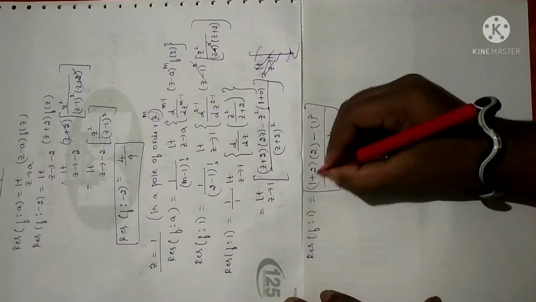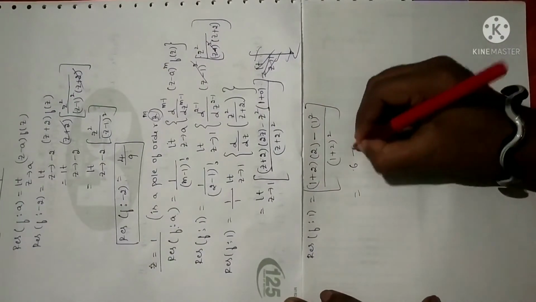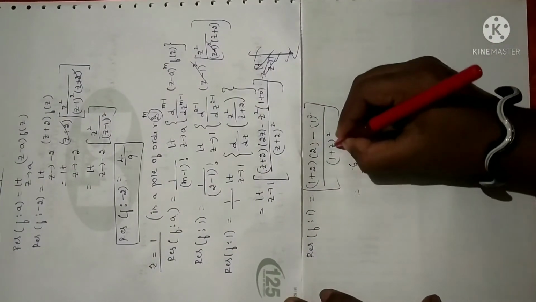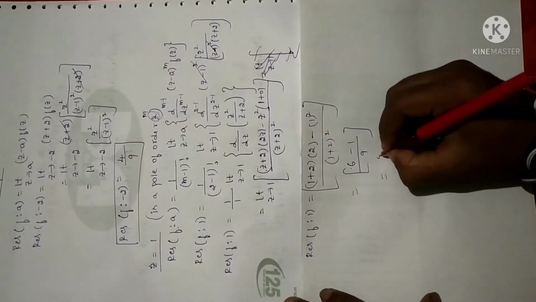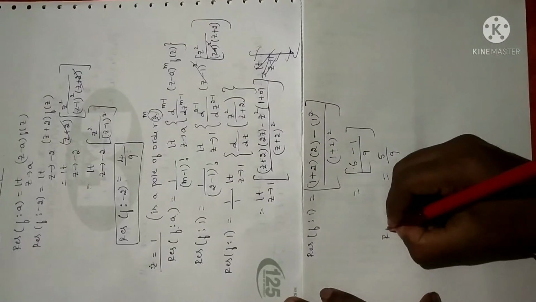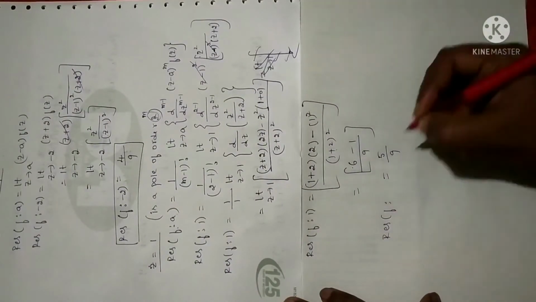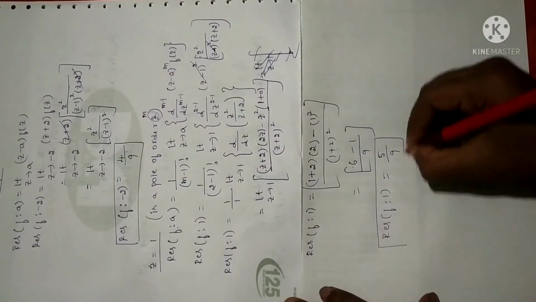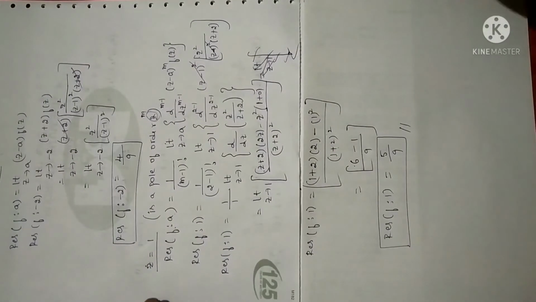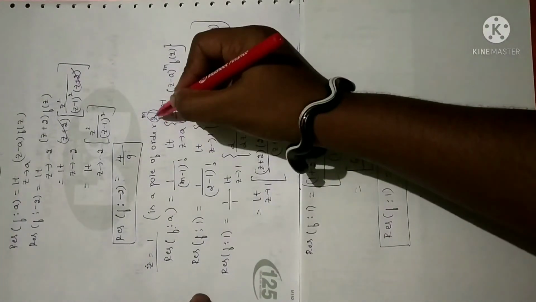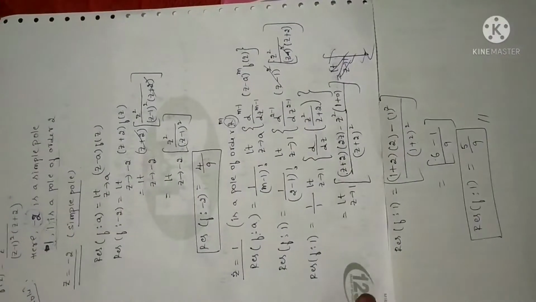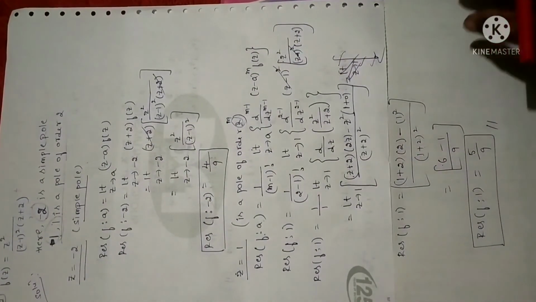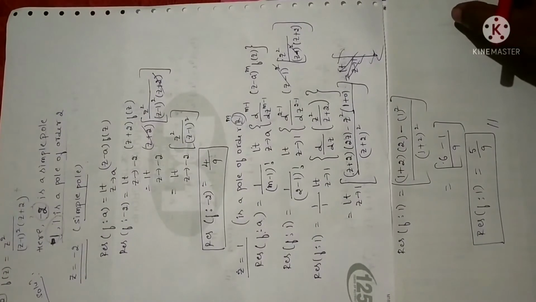Clear? Now 1 plus 2 is 3, 3 into 2 is 6, 6 minus 1 square is 1, divided by 1 plus 2 is 3, 3 square is 9. So 6 minus 1 by 9, 6 minus 1 is 5 divided by 9. Therefore, residue of a function f with reference to 1 is 5 by 9. This is for a pole of order m. Since here the pole is of order 2, in place of m we have to take 2. Clear? So we have calculated the residue as per the standard procedure.